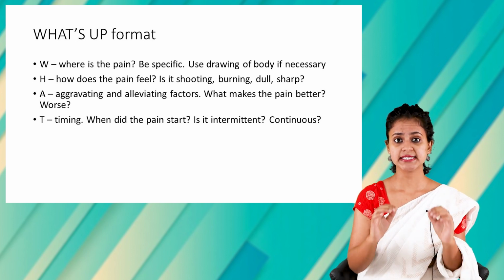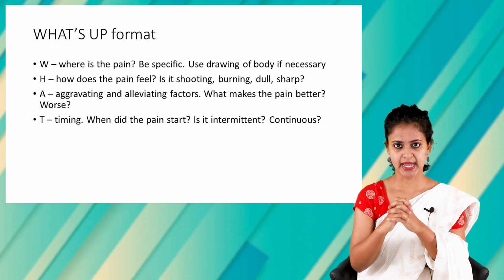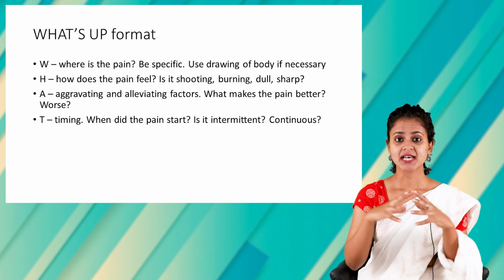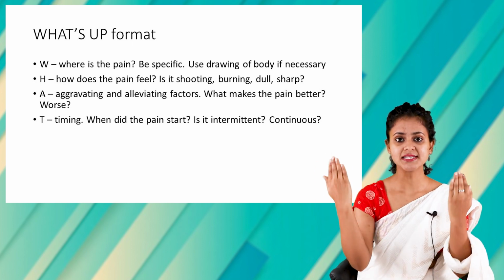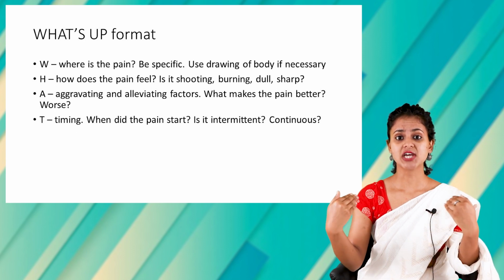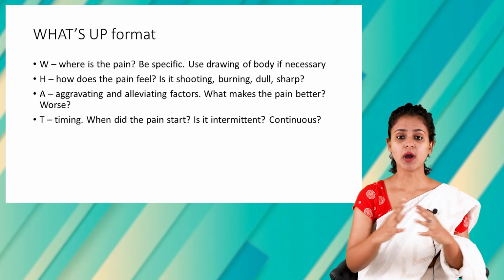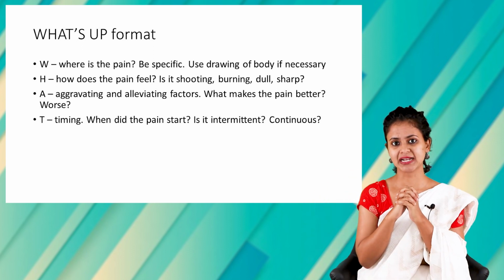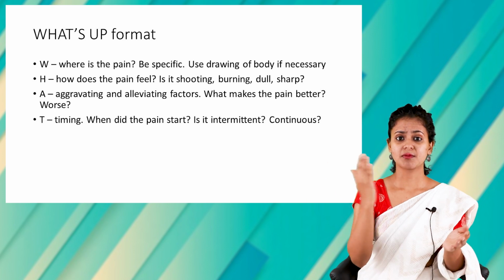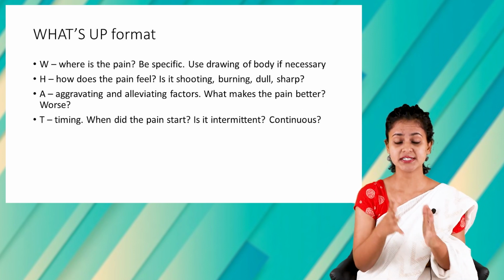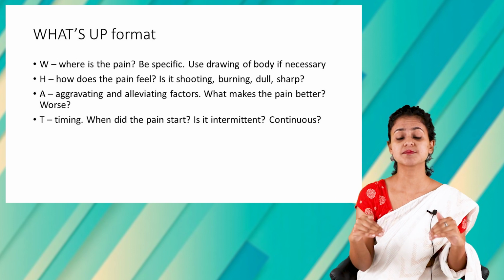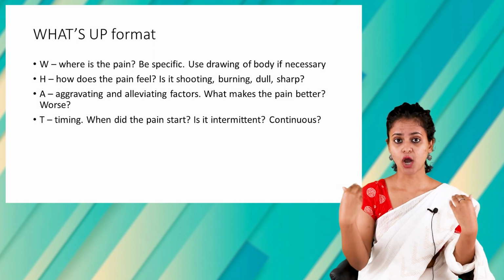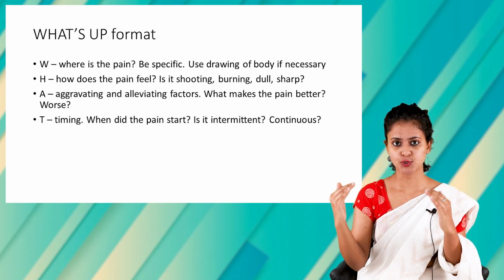Now, next is H. Basically, here H stands for how does the pain feel? It is asking the client to describe the type or quality of pain. So, if you ask how does the pain feel to you, definitely a client will be telling you that the pain is a shooting sensation, or maybe there is a presence of burning sensation. So that is the basic method of how we are going to ask the quality of pain.